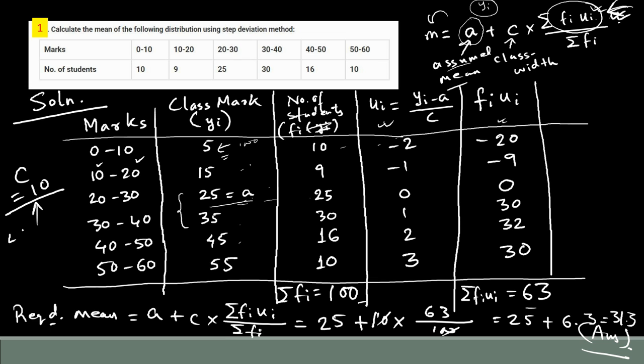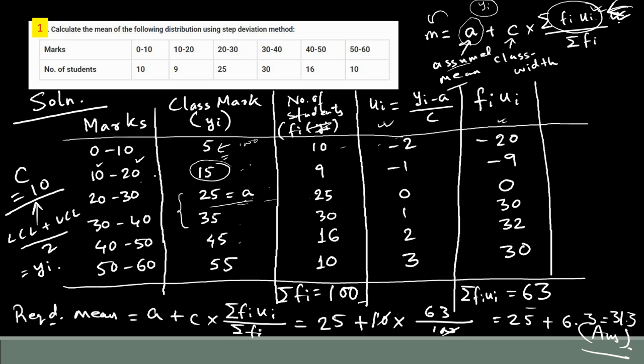So simply do lower class limit plus upper class limit divided by 2 to get your class mark yi. Okay. So this will relax you from anything like, shall I consider 10, shall I consider 20? Just forget all those. Whatever is 10 plus 20 is 30, divided by 2 is 15. So always do lower class limit plus upper class limit divided by 2.